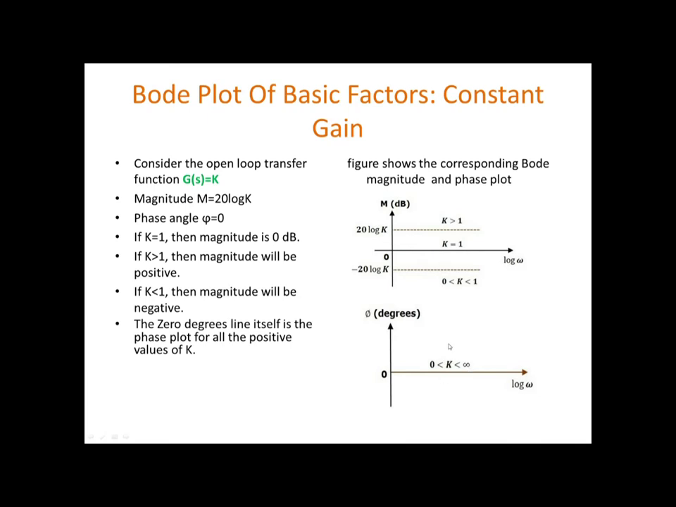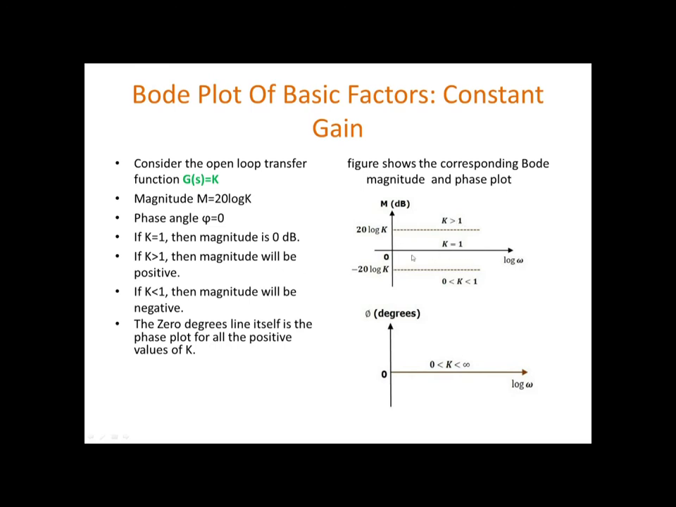So, whatever the value of omega is, the phase angle is always a straight line through 0 degrees. Keep in mind that the magnitude axis is in dB and the phase angle is always expressed in the degree unit.